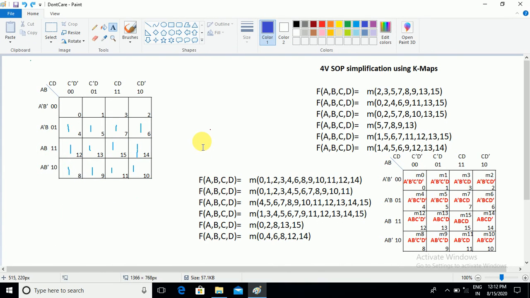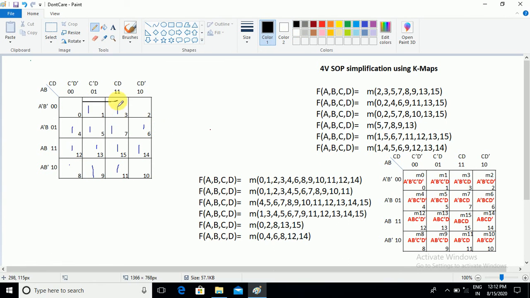The next one: 1, 3, 4, 5, 7, 6, 9, 11, 12, 13, 14, 15. So this is a group. Who is not in the group? 0, 2, 8, 10 are not in the group. Now let us create the groups for that question.